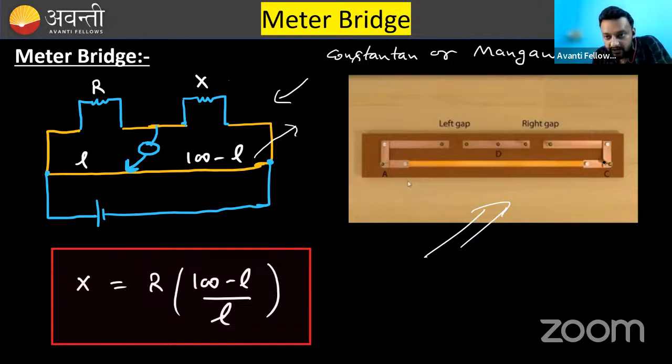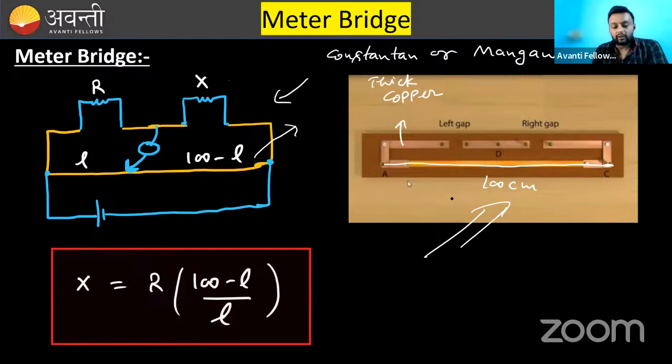I think you know the construction, na? Here a wire is placed. This is called the meter bridge wire. This length is 100 centimeter. These are the copper strips. These are the thick copper strips.